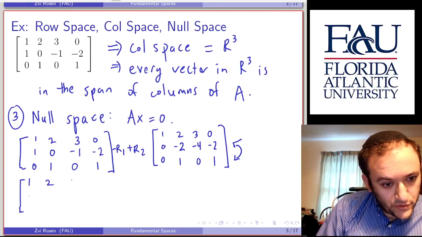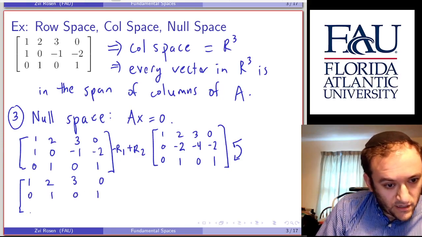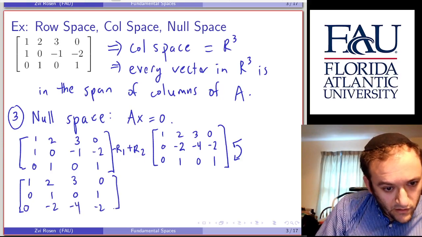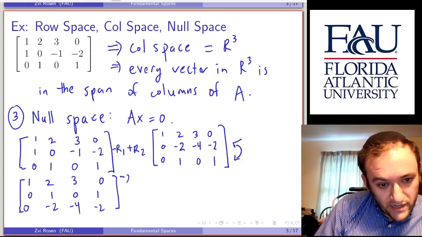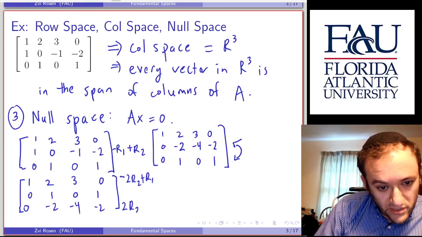So we have 1, 2, 3, 0, 0, 1, 0, 1, 0, minus 2, minus 4, minus 2. Okay, now to clear the rest of the second column, we take minus 2 row 2 plus row 1 over here, and 2 row 2 plus row 3 over here.